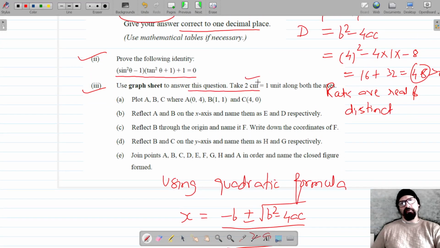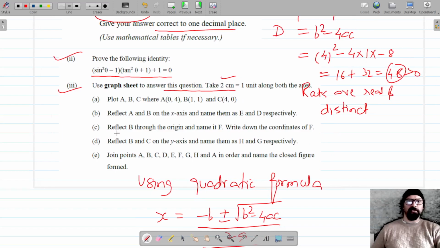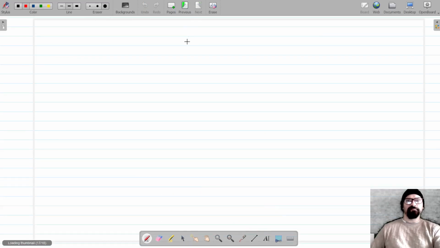Use graph sheet to answer this question. Take 2 centimeters equal to 1 unit along both the axes, and we have to plot A, B, C, and then reflect A and B on the x-axis and name them E and D. Okay, so let's get our Cartesian plane first. First we have to plot A, B, and C.